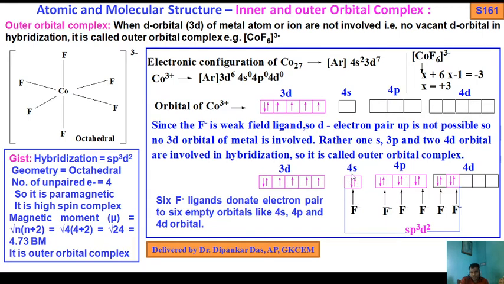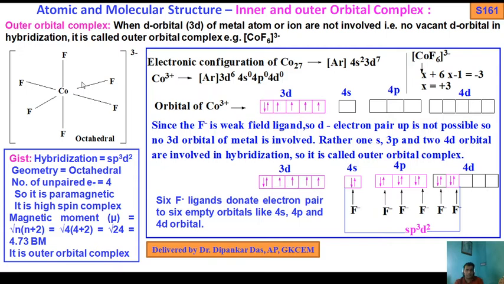Then yes, how many s orbitals? 1. How many p orbitals? 3. That's why sp3. How many d orbitals? 2. So sp3d2 hybridization. So in this case, CoF6 3- is an outer orbital complex, and the hybridization is sp3d2. So this is the octahedral complex. CoF6 3- is octahedral.